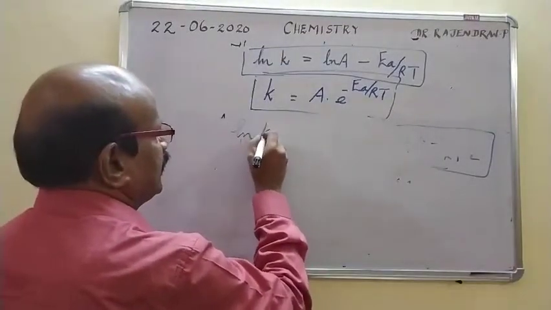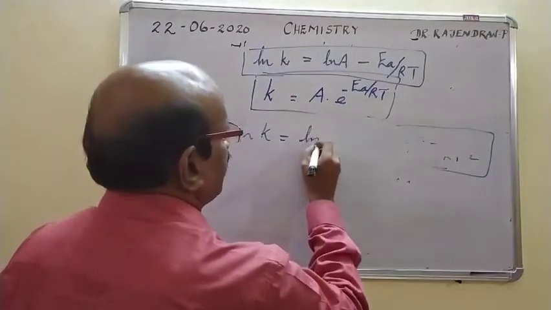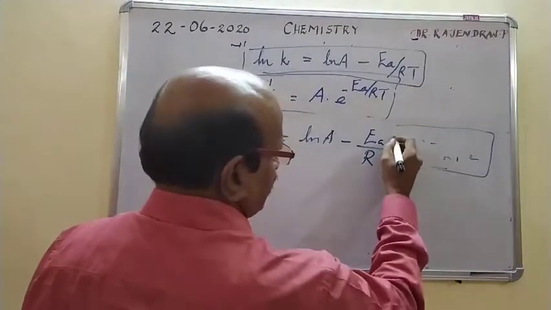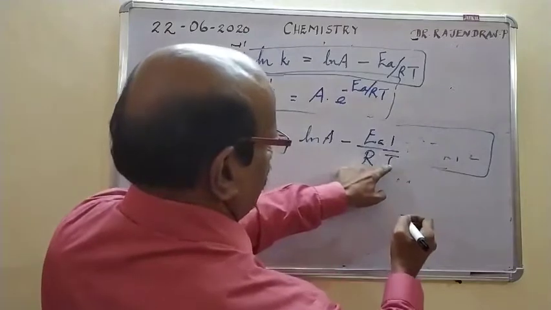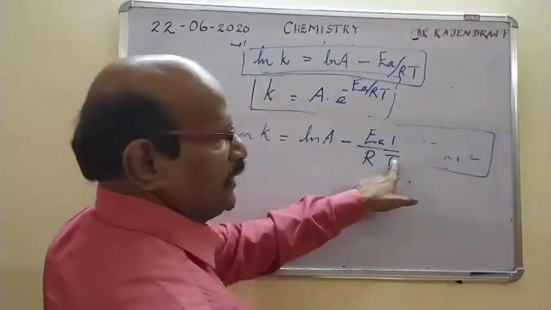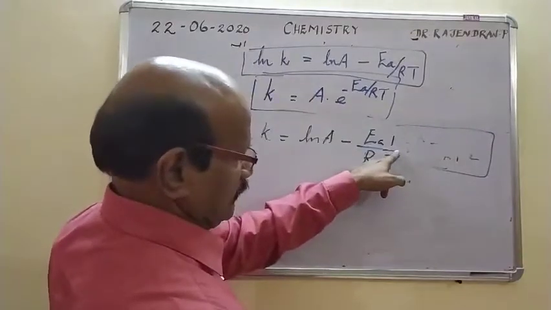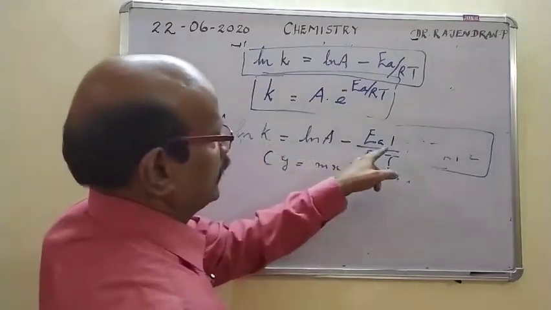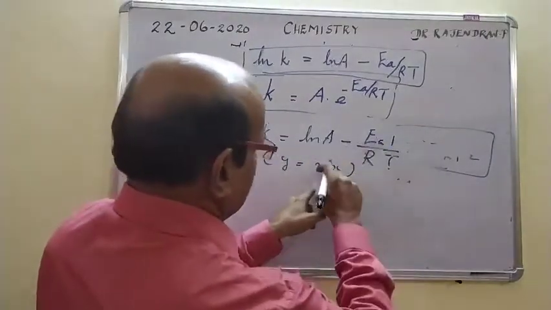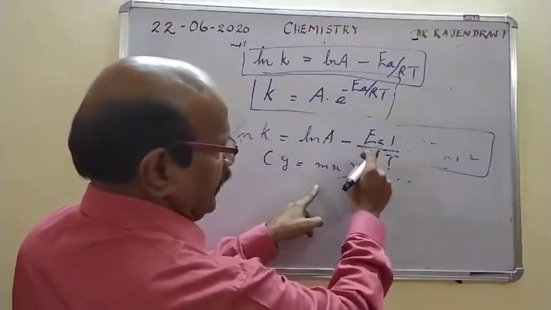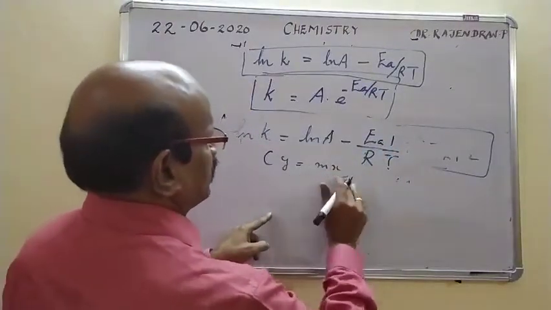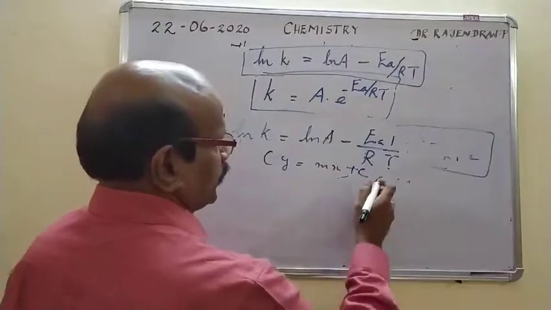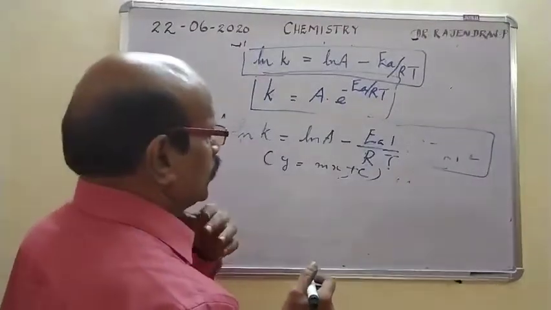ln k is equal to ln A minus Ea by RT, that is, Ea by R into 1 by T. This is the variable. ln k and 1 by T are variables, y is equal to mx plus c formula. This is y and the 1 by T stands for x. Ea by R stands for m, the slope, and c stands for ln A. Minus, negative slope.